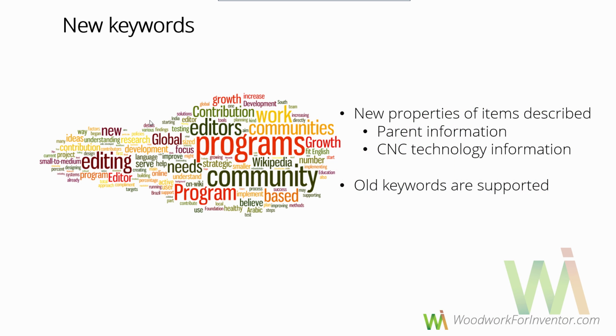The keywords. You know that our system operates with keywords when you need to export the data to a bill of material or to a vault and so on. So we have the new properties of items described. You can get the information about the parent of the component using some new keywords, and also you can get the information about the CNC technology applied to the part, also using new keywords. Of course, we understand that some legacy data may be needed by the customer. Therefore, we support all the keywords as usual.